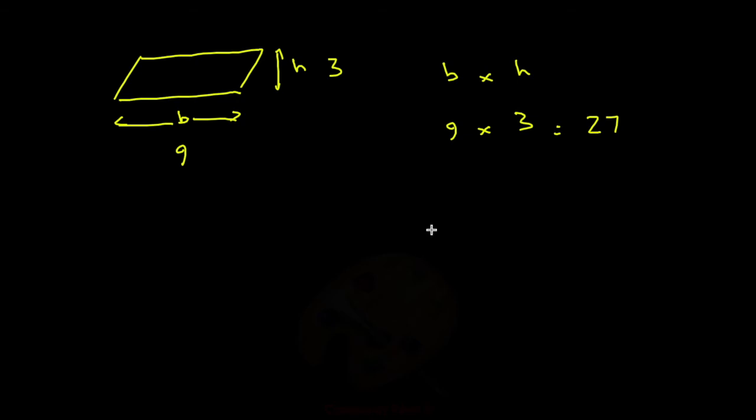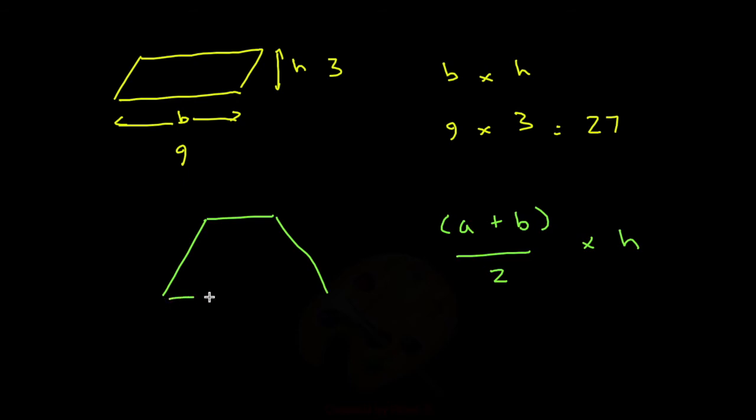Fourth, we have a trapezium. So the formula for working out the area of a trapezium is A plus B divided by 2 times H. So let's draw a trapezium to show you what A, B, and H mean. So A and B are the parallel sides of the trapezium, right? So this side and this side are parallel. H is the height.